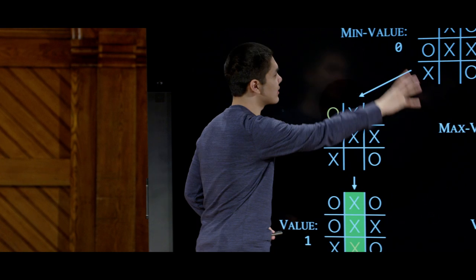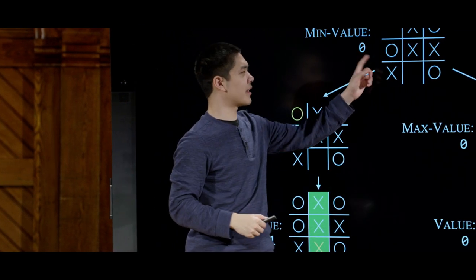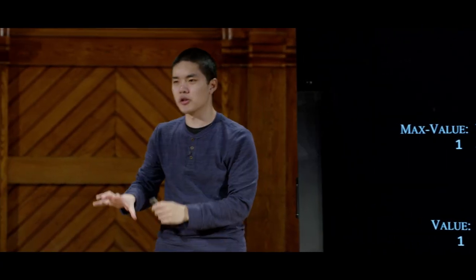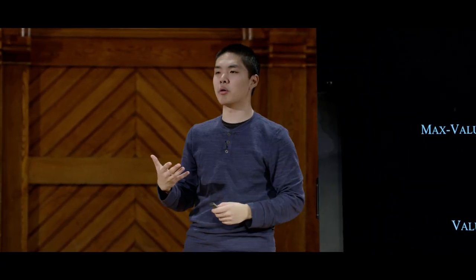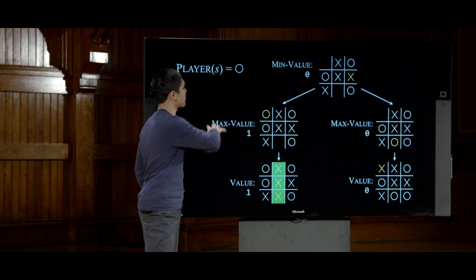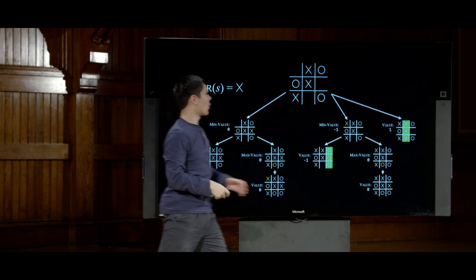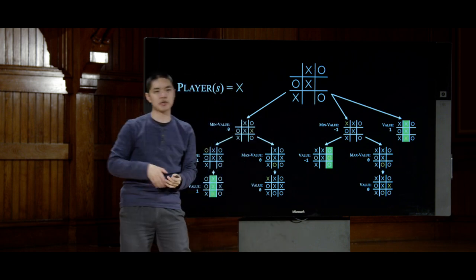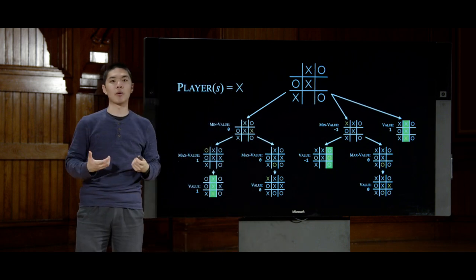In fact, this very decision point, where I am trying to decide as the O player what to make a decision about, might have just been a part of the logic that the X player, my opponent, was using in the move before me. This might be part of some larger tree where X is trying to make a move in this situation and needs to pick between three different options in order to make a decision about what to happen.